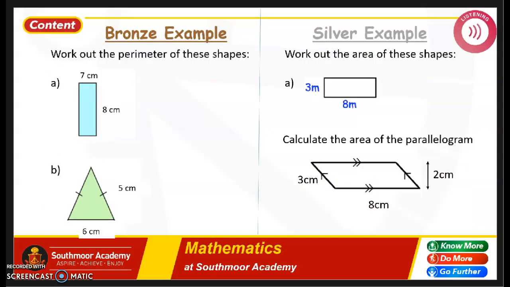I'd like you to copy your bronze examples down into your book. Could you pause the video here to allow the students time to copy it down?